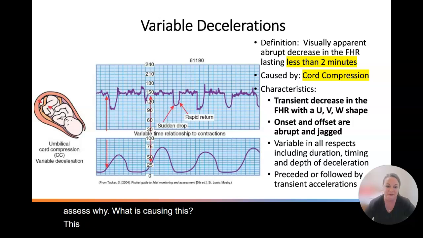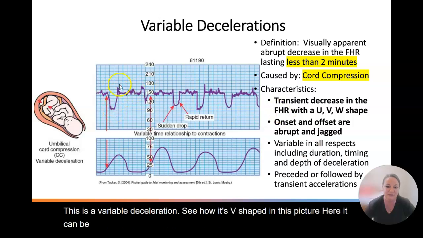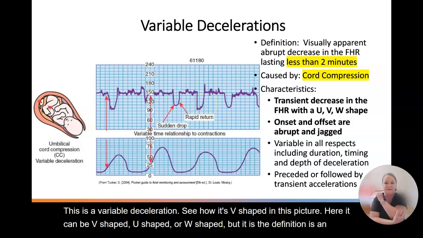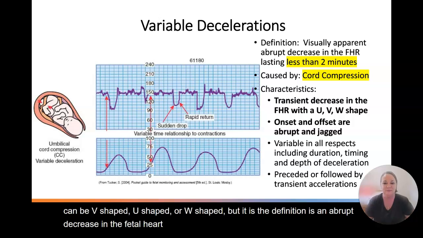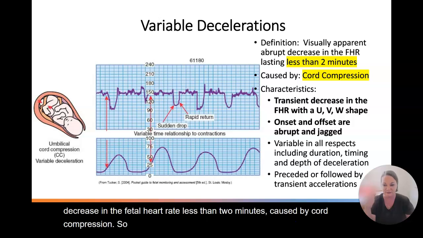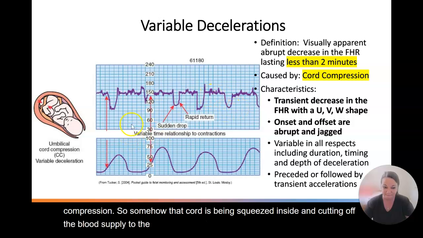This is a variable deceleration. See how it's V-shaped in this picture here? It can be V-shaped, U-shaped, or W-shaped, but the definition is an abrupt decrease in the fetal heart rate, less than 2 minutes, caused by cord compression. So somehow that cord is being squeezed inside and cutting off the blood supply to the baby.